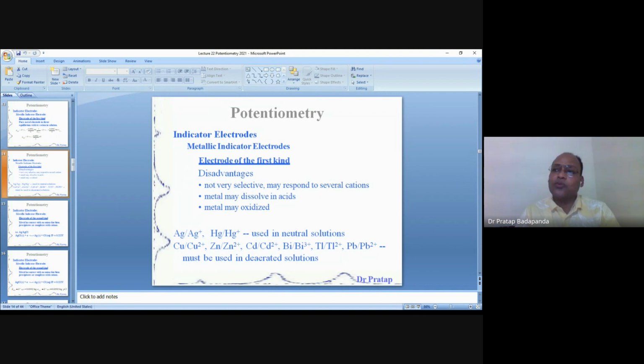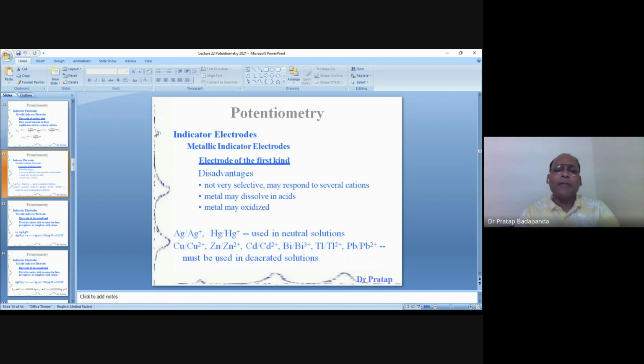So it may respond to several cations. That's why it is not a selective one. I need some specific one. Suppose I have to extract the copper from something else. I cannot use it. The ore may contain copper, maybe zinc, maybe silver, maybe any other things. So it may attract so many things.